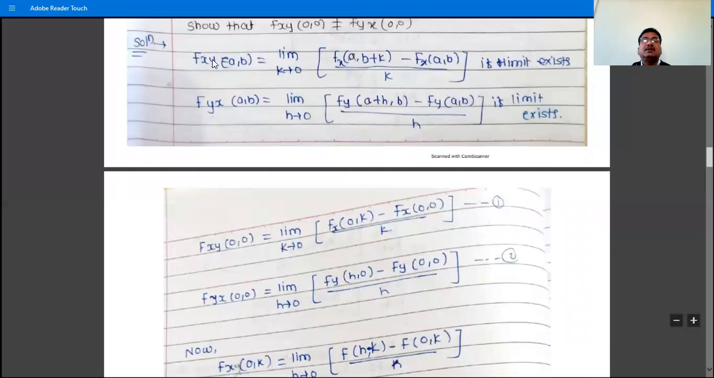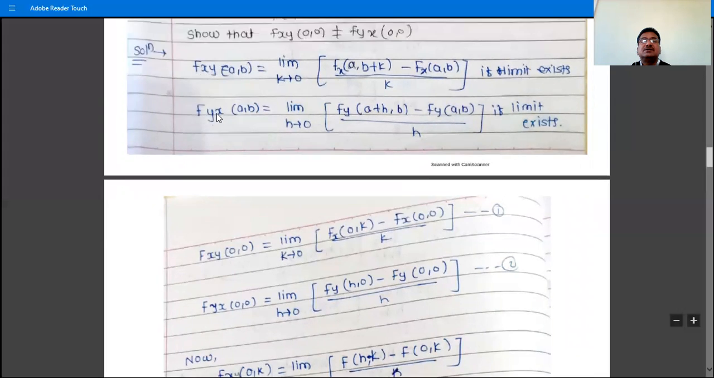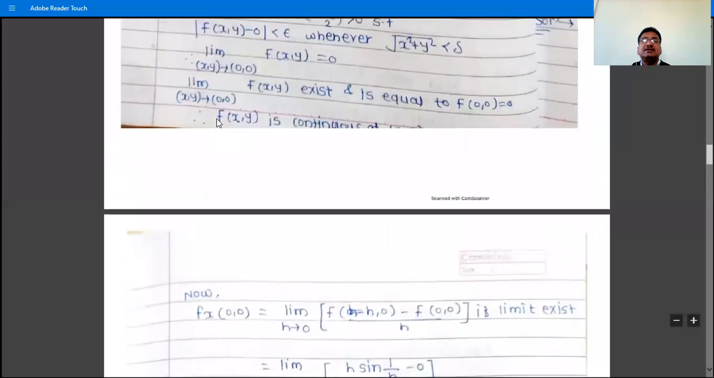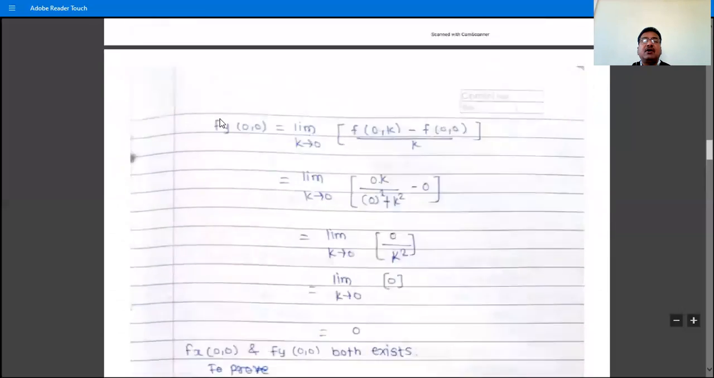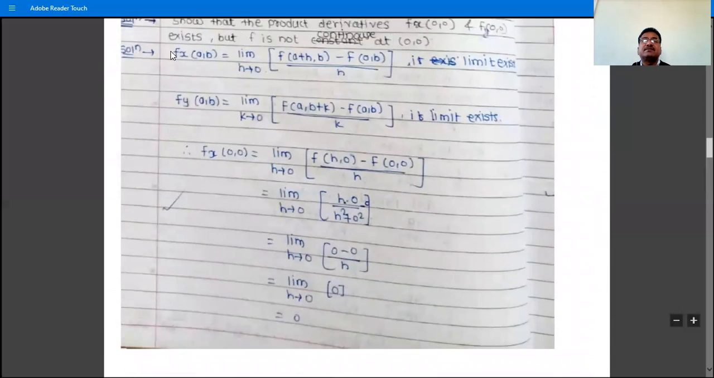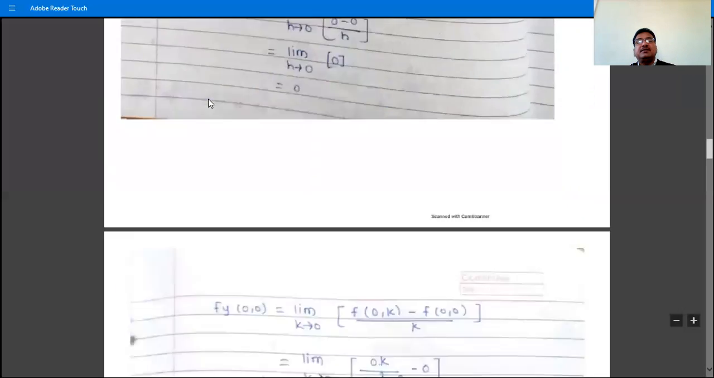So take this meaning of this quantity as the derivative of fy with respect to x, or the derivative of fx with respect to y. The meaning of this is the derivative of fx with respect to y, and the meaning of this is the derivative of fy with respect to x. So what is the change? This is the definition of derivative of f with respect to x at (a,b). And fxy means the derivative of this quantity.